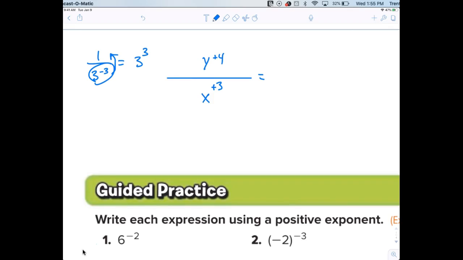I'm sorry, we have exponents. When the exponents are negative, if they're in the numerator, you put them in the what? Denominator. If it's in the denominator, you put it in the what? It's that easy. Now, one last thing before we do the homework.